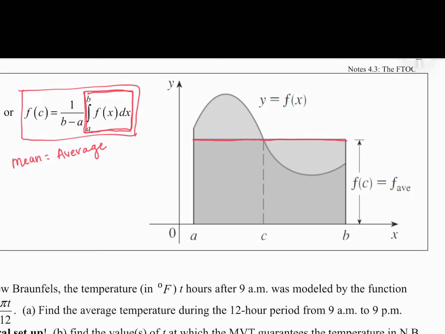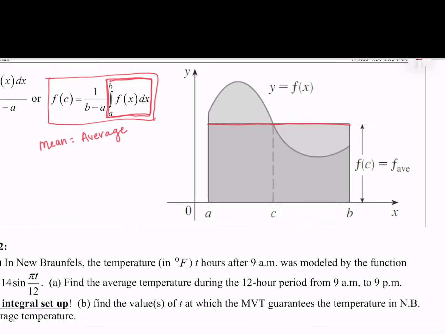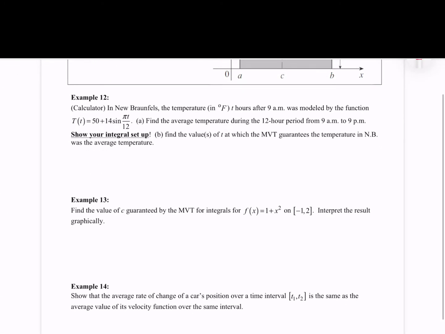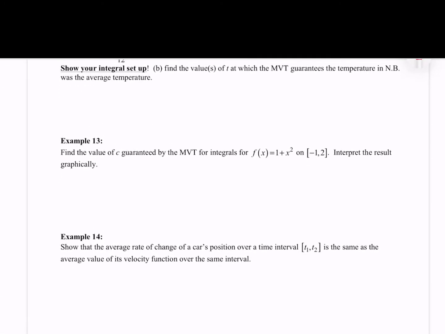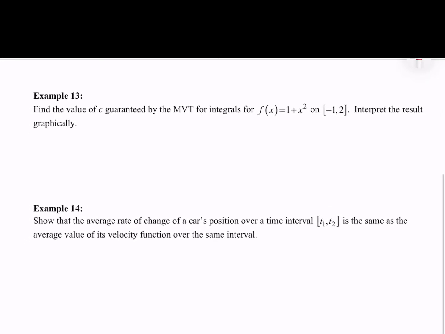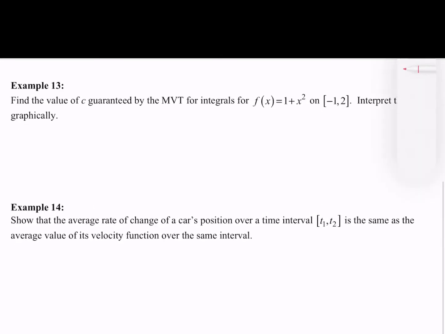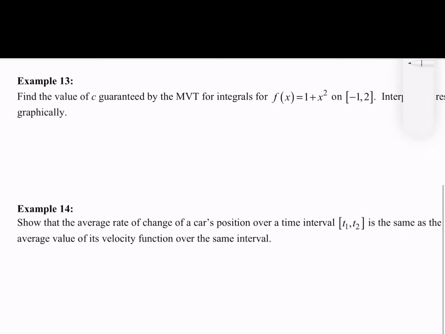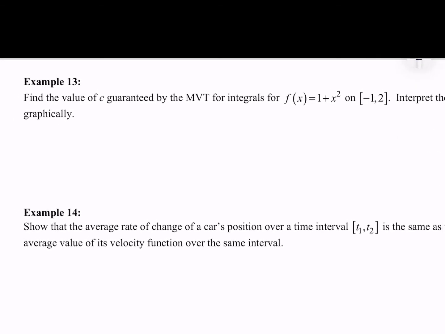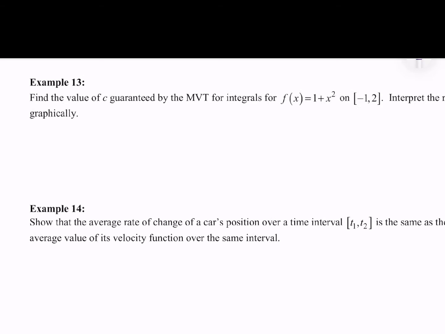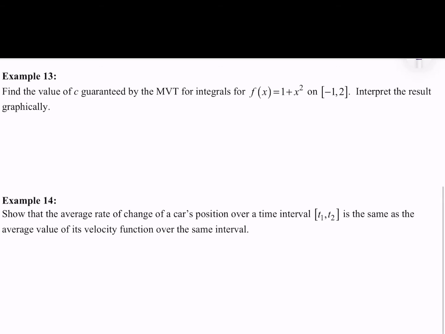Okay, so let's look at this in context. We're actually going to skip to example 13 because I think that this shows a more straightforward example of how to apply this. And then we'll do 12 afterwards. So in 13, we're just trying to find the value of c guaranteed by the mean value theorem for integrals for this function right here, and then interpret the results graphically.